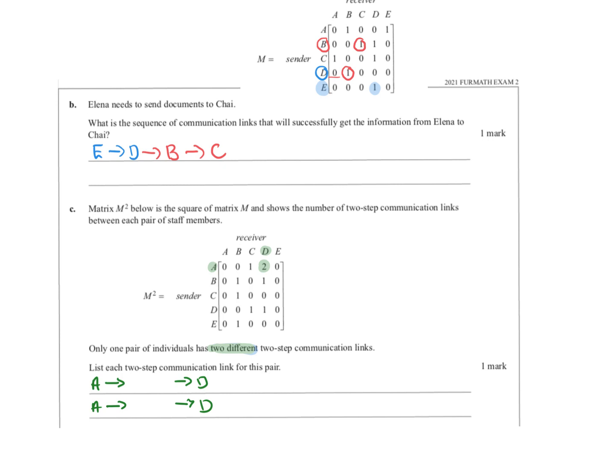I think if you look up here, A can go to B, and then it could go to D. And then who else can A talk to? E. So there's the two options, okay?